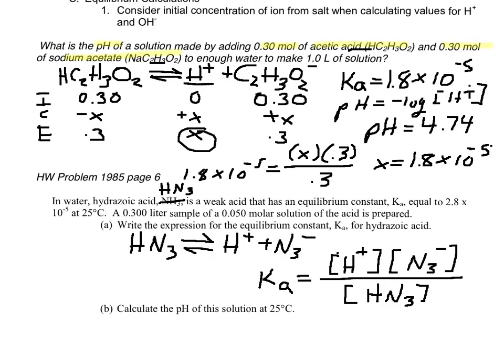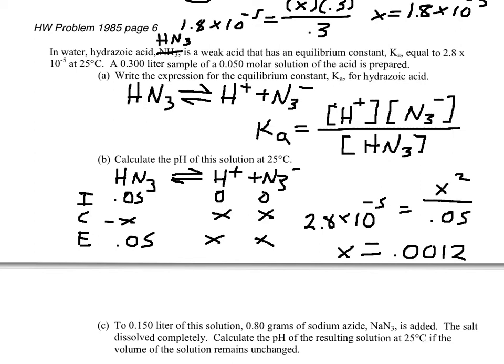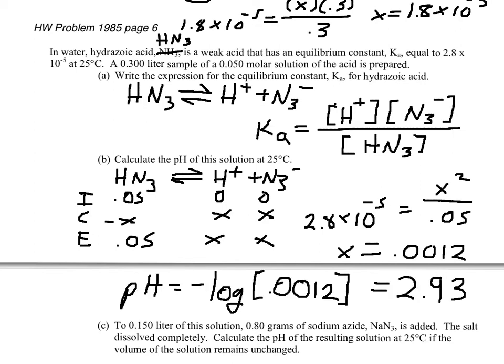On letter A, we should have gotten this equation here and this equilibrium expression. For B, we should set up an ice table, which will look like this. Set up an equilibrium expression and solve for X. And if we go through and solve for pH, we get about 2.93.